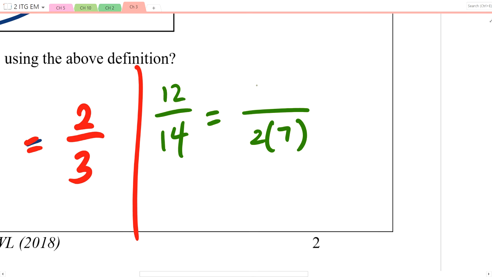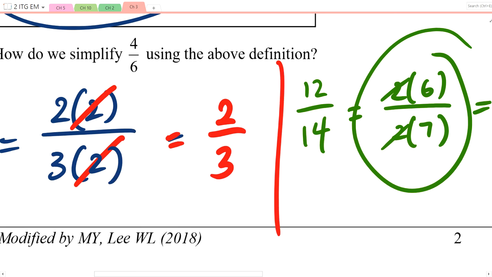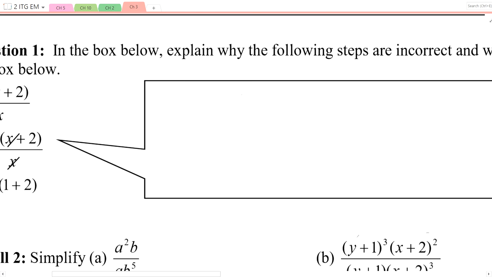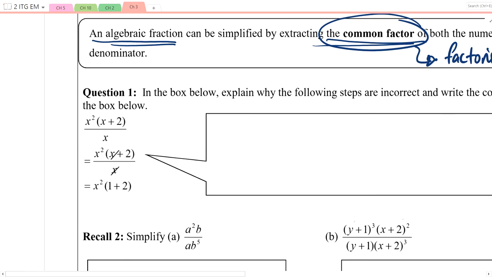Now in my numerator, will you choose 4 and 3? Will you do this? Will you? You won't. Why? Because you know that, hey, actually 2 is a factor as well. And if I do it this way, I'll be able to cancel away the 2. Therefore, leaving my answer as 6 over 7. So this process over here is called factorization. And we're going to apply it to algebra as well. Okay.